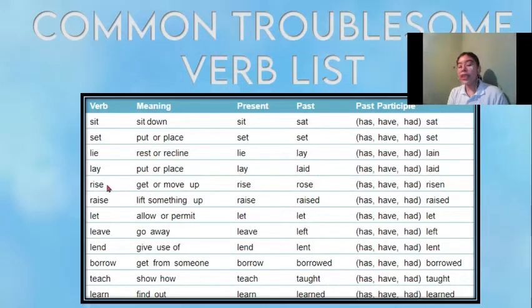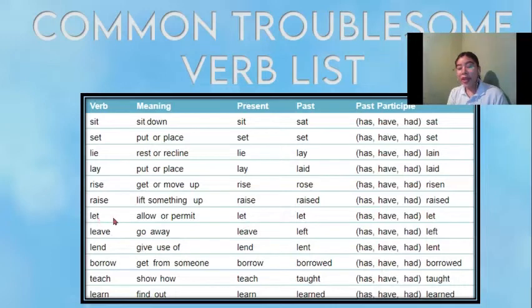Then we have rise, which is to get or move up. The present is rise, the past is rose, and the past participle is risen. The next verb is raise, which is to lift something up. The present is raise, the past is raised, and the past participle is raised.